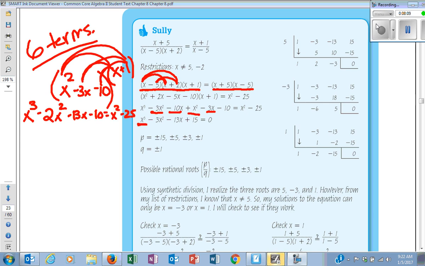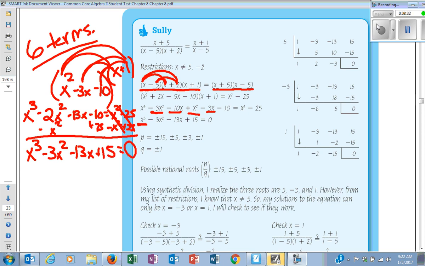Well, then I would subtract an x squared, and when I subtract an x squared, that would combine here, and I would add 25. And they have like terms, and so I get x cubed minus 3x squared minus 13x plus 15, and it would equal 0. That's where they got to this point. So that's the steps they missed.